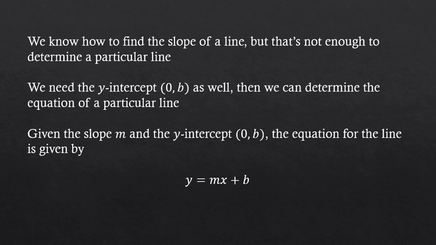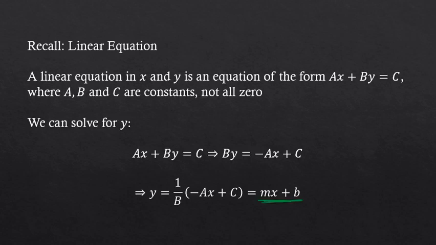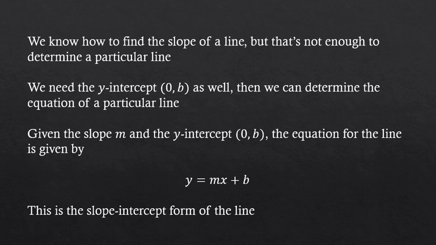Look back all the way to the beginning of the video when we saw this thing right here, mx plus b. There's a reason that I wrote it in that particular form. And this form, some of you may already know the name for this form, is called the slope-intercept form of a line.